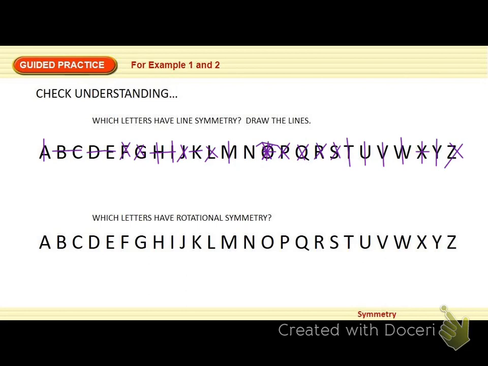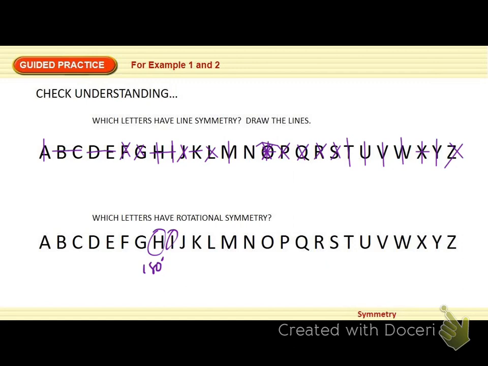Now, your rotational symmetry, and you can kind of work off of your line symmetry, but A is not going to have any, B is not going to have any, C is not going to have any, D, E, F, G. Now, H will, because it has 2 lines of symmetry, so it will have rotational symmetry 180 degrees. I, the same thing. J, no. K, no. L, M, N.